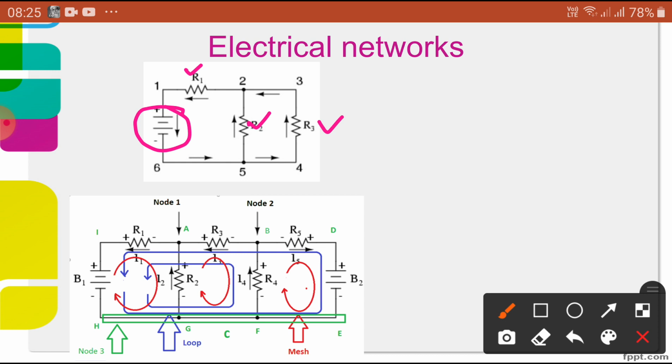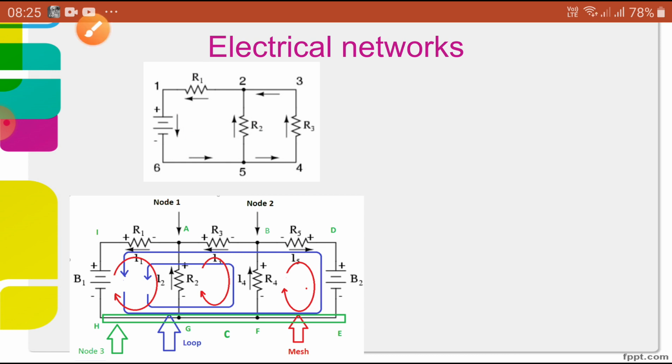If the circuit complexity increases in the second case, then what happens? Now in this case, we are unable to solve this problem by using our basic Ohm's law. Then we are going to enhance our technique by applying other laws, Kirchhoff's current law and Kirchhoff's voltage law.